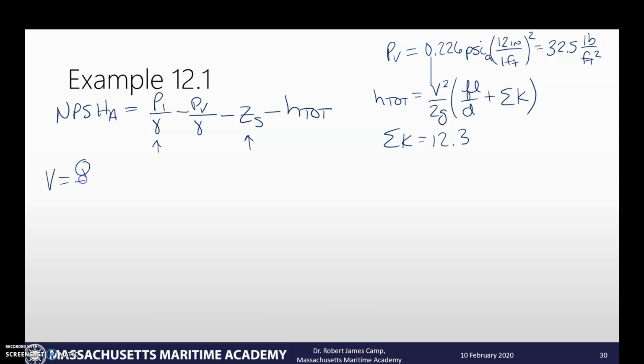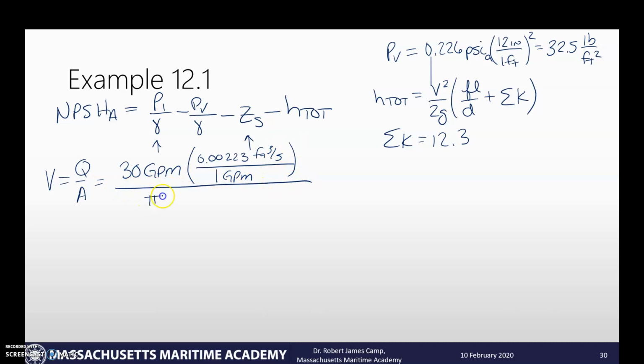Our velocity is Q over A. Our Q value is 30 gallons per minute. We're going to need to convert that to cubic feet per second, so 0.0223 cubic feet per second is 1 GPM, a conversion factor out of our book. Then pi over 4, and now we need diameter squared. It's a 1.5 inch pipe, so we'll just divide that by 12 to put it right into feet, and we'll square that. When we bash these numbers out, you'll get 5.45 feet per second.